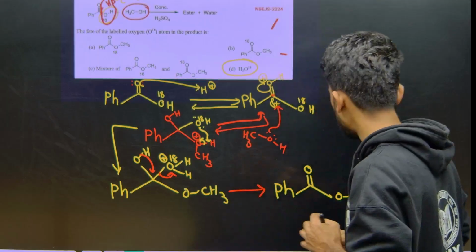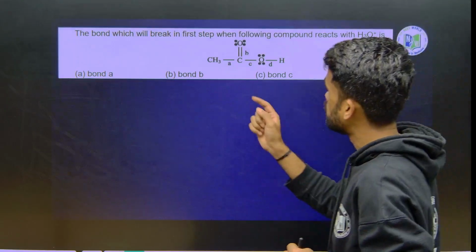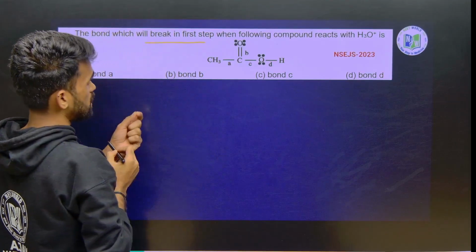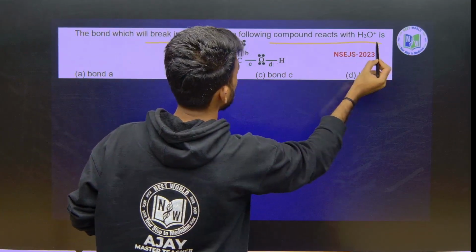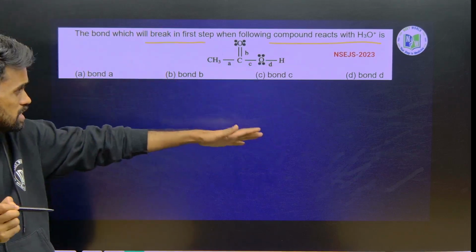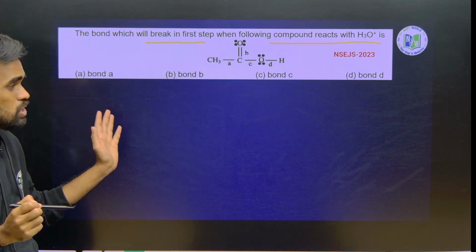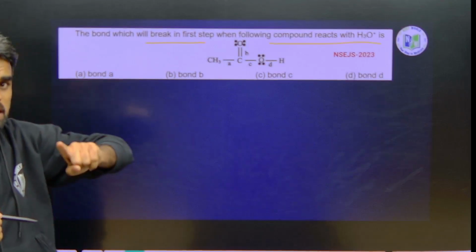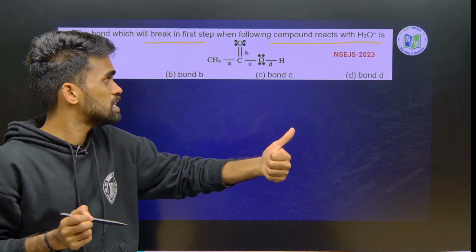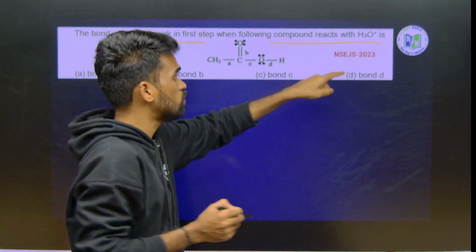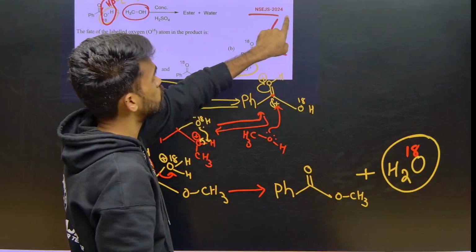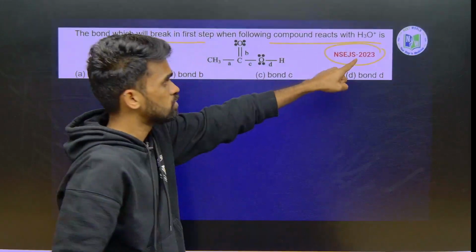Remember that. Okay. Next, here we have one more. The bond which will break first in the first step when the following compound reacts with H3O plus. Just now, in the previous question, I have only discussed this. There is a question from esterification in the 2024 NSEJS paper, and this question is from 2023 also. The previous question was asked in 2024, and this question is in 2023.